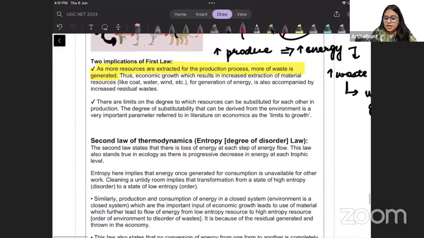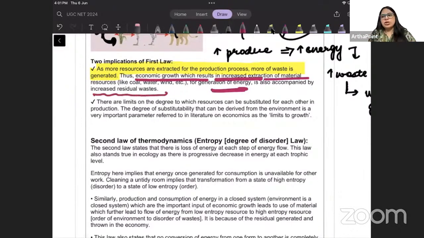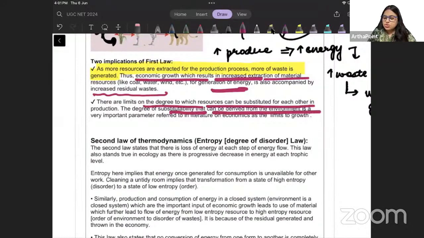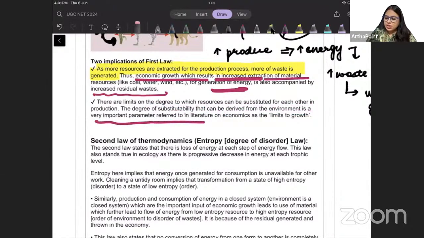So this is what it is written. Economic growth which results in increased extraction of material. अगर मुझे ग्रो करना है तो मैंने ज्यादा इन्वायरमेंट से लिया, जब मैंने ज्यादा लिया मैंने ज्यादा एनर्जी जनरेट की, बट जब मैंने ज्यादा एनर्जी जनरेट की तो मैंने ज्यादा वेस्ट भी जनरेट किया. When I generate more energy, I also end up generating more waste, right? But there is a limit on the degree to which resources can be substituted. The degree of substitution that can be derived from the environment is a very important parameter, referred to in the literature on economics as the limits to growth. ये बहुत important है, very very important.